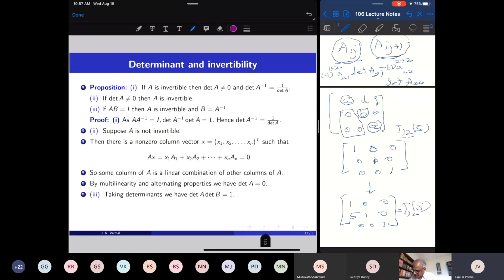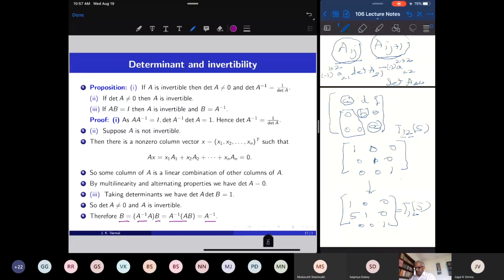Part 3, if AB is I, then A is invertible and B is A inverse. So if AB is I, take determinants. So determinant of A times determinant of B is 1. So the determinant of A is not equal to 0, and the determinant of B is not equal to 0. So A is invertible by part 2. And so B is equal to A inverse A times B, and that is A inverse AB. AB is identity, so this is A inverse. So B has to be A inverse.